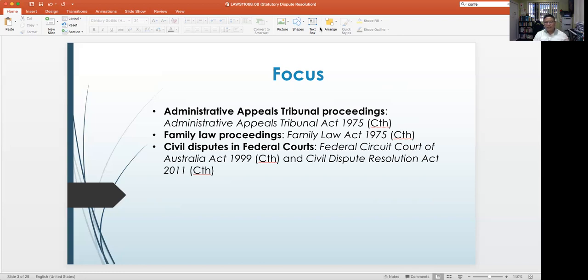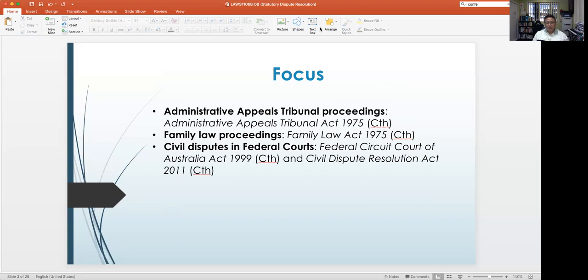And it does at the level of the federal judicial system, mainly because following the Boilermakers case, the High Court of Australia clarified that judicial power can only be exercised by what are known as Chapter 3 courts, or courts which have been created or constituted under the Australian Commonwealth Constitution.